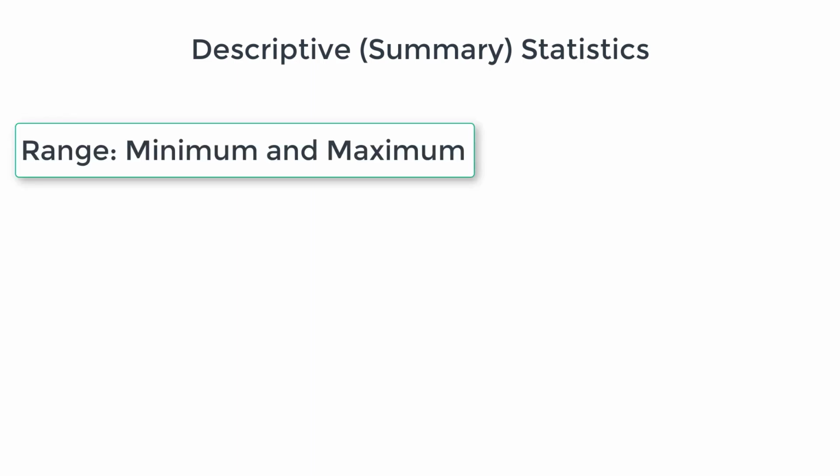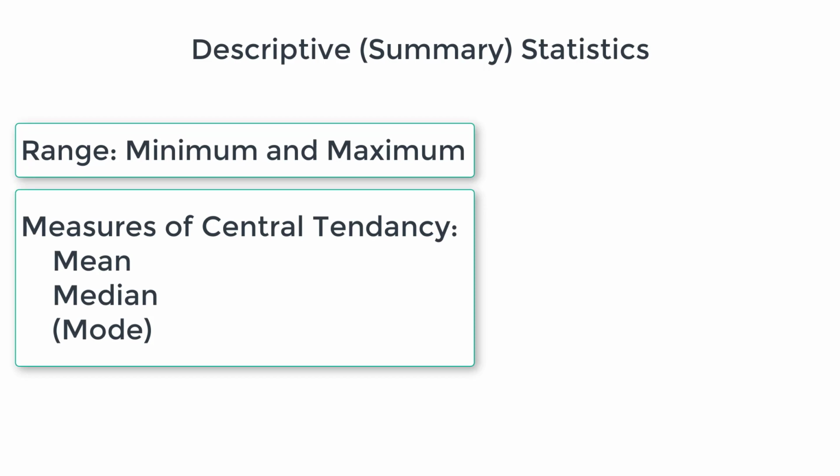R is useful for a lot of different things, but for our purposes, we're going to start with looking at how we can use R to calculate basic descriptive or summary statistics. There are a few different kinds of summary statistics. Those include at base the range, or the minimum and the maximum values for a particular variable, and then measures of central tendency, which include mean, median, and mode, although we don't really use mode very much for our purposes.